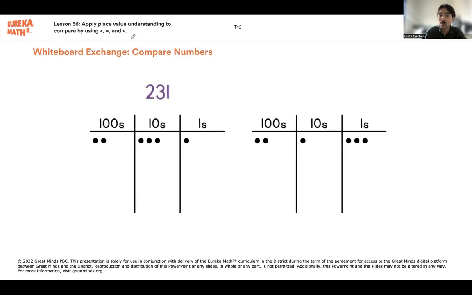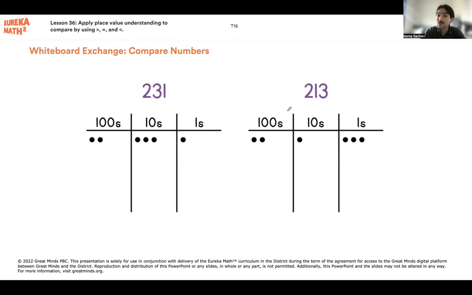Okay, 231, great. And how about the number on the right? Frida? 213. Okay, now maybe you already know which number is bigger, and that's great, but I want you to pause for a second and think about this as a mathematician.